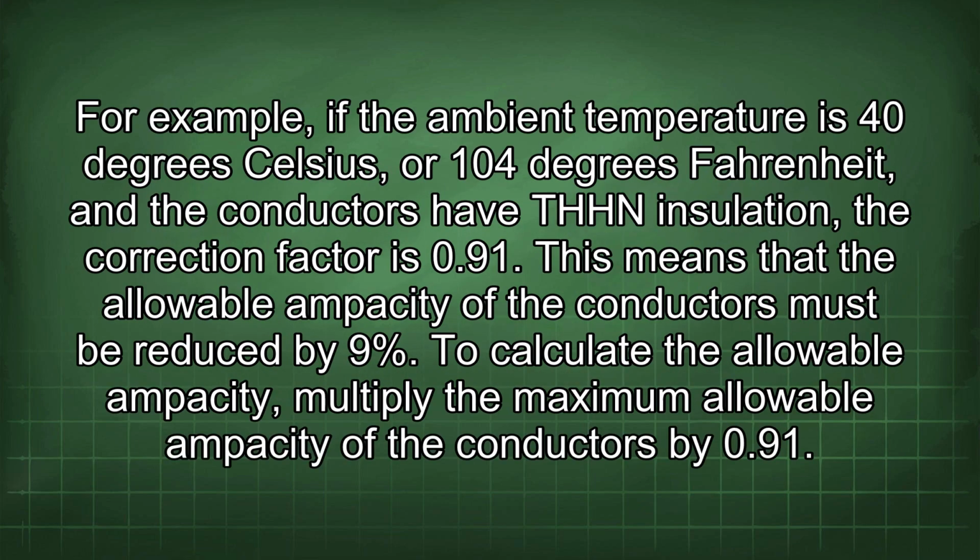For example, if the ambient temperature is 40 degrees Celsius or 104 degrees Fahrenheit and the conductors have THHN insulation, the correction factor is 0.91. This means that the allowable ampacity of the conductors must be reduced by 9%. To calculate the allowable ampacity, multiply the maximum allowable ampacity of the conductors by 0.91.